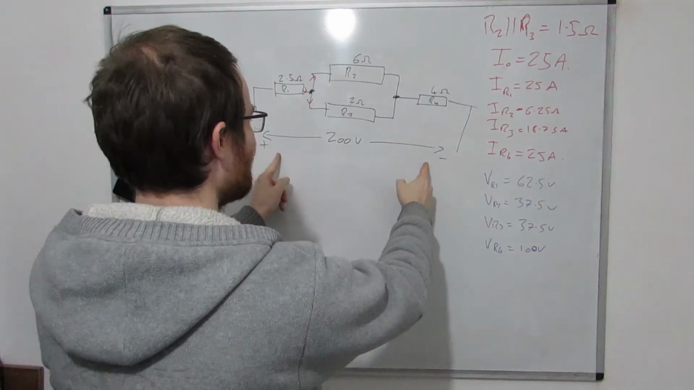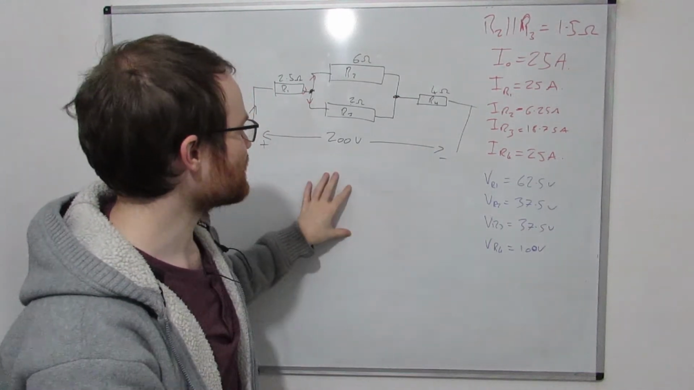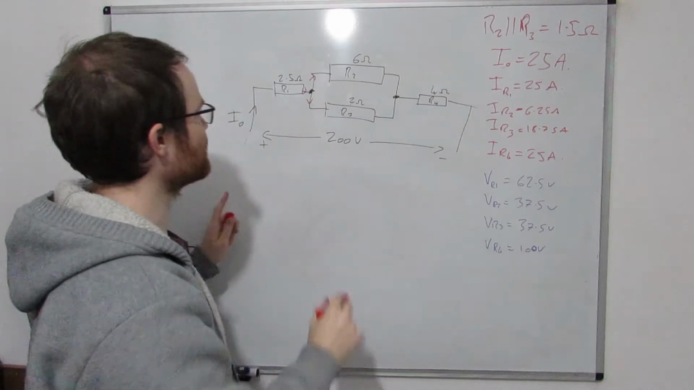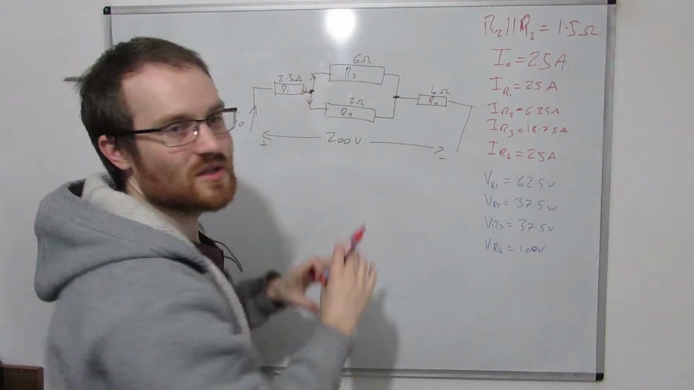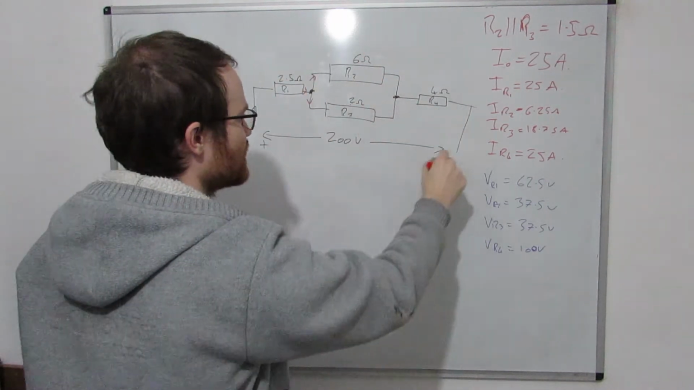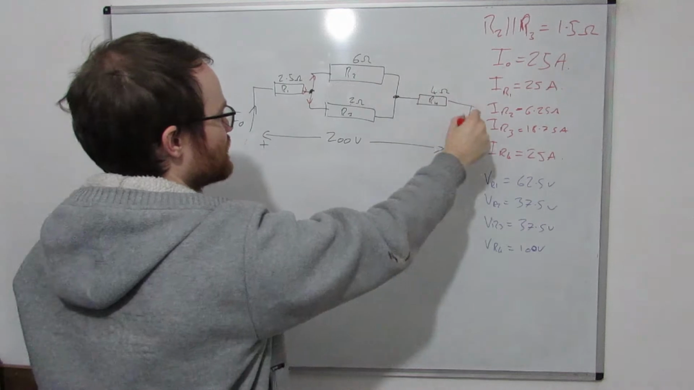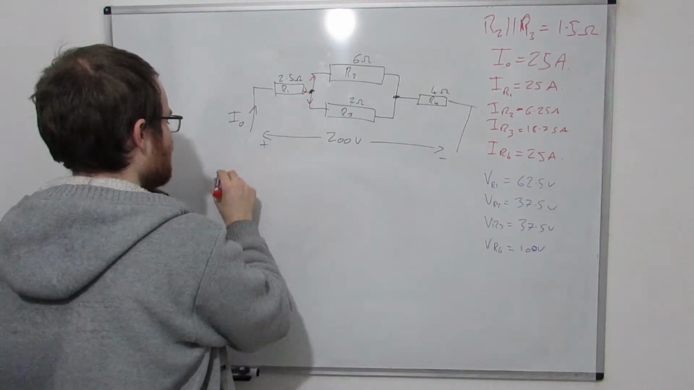So we've got our source here, and the voltages around each closed loop should add up to 0. So don't fall into the trap of thinking that this is a loop, or that these two in parallel are a loop. We need two separate loops, one that goes around here and one that goes around here, and they should both add up to 200. So we start with 200 volts.